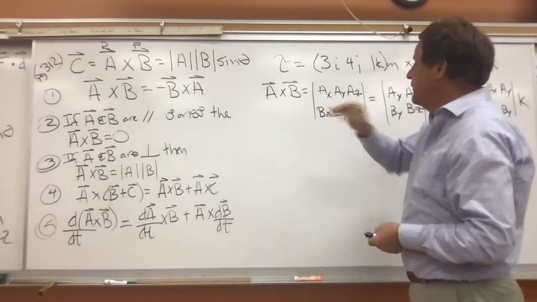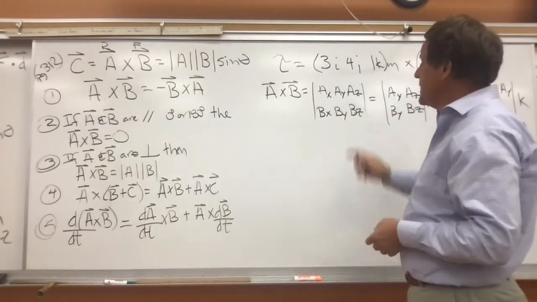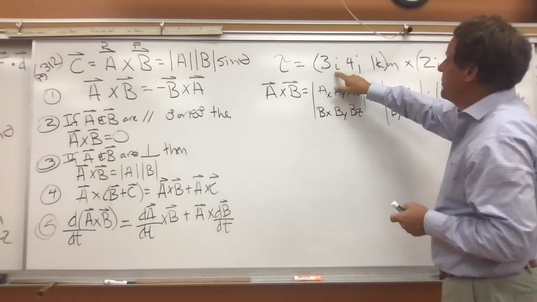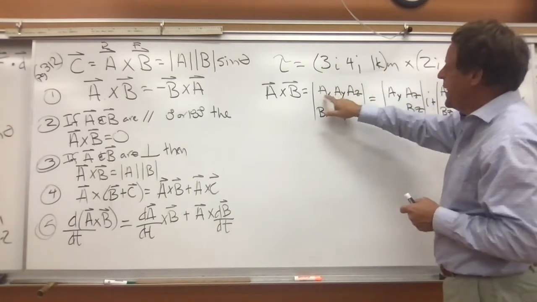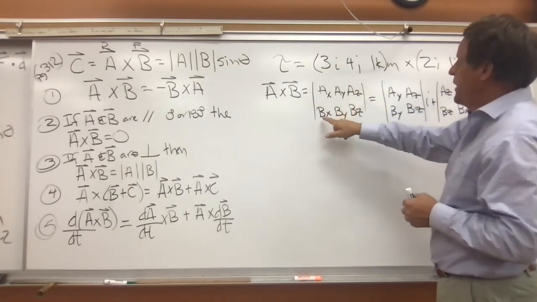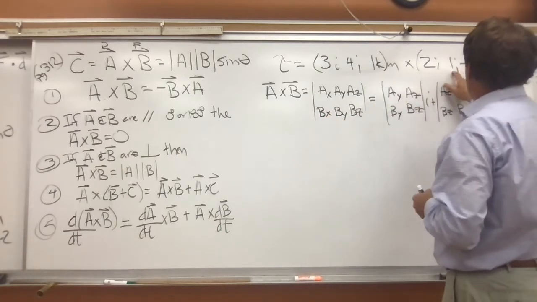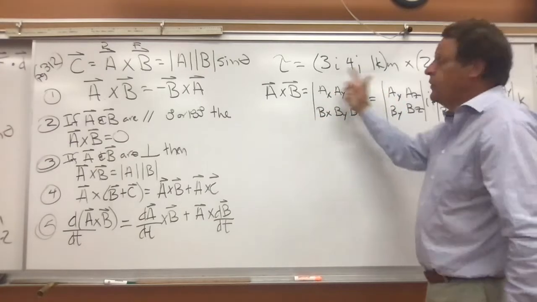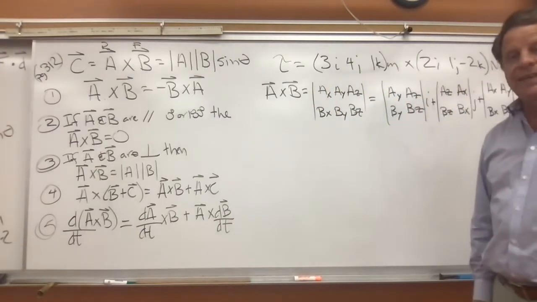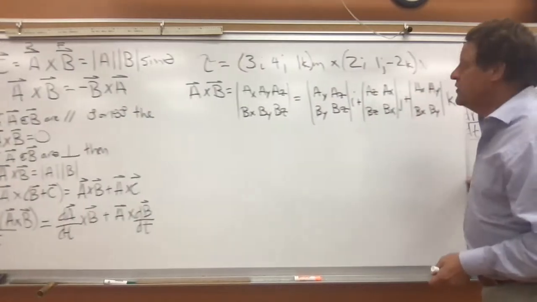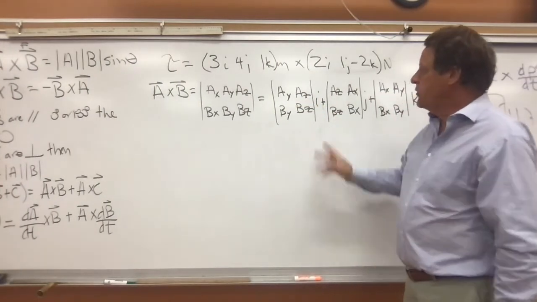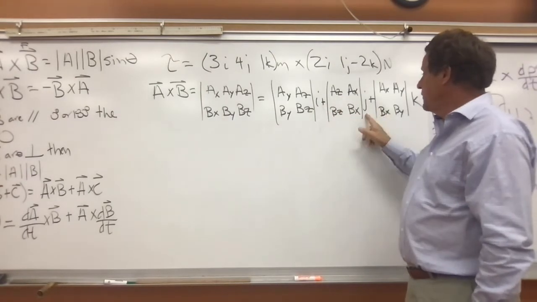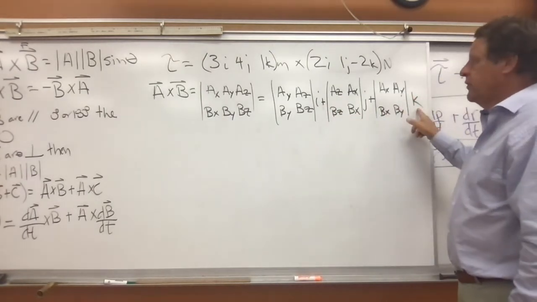Okay, so if we have A cross B, then we can set this up as a 3x3 matrix. Here we have 3i, 4j, 1k, so that would be ax, ay, az, and then we're going to have 2, 1, negative 2, which would be our bx, by, bz, under i, j, and k. So if we have this sort of matrix, we can break that down into the matrices of y and z, which would give us the i direction, z and x would give us the j direction, and x and y, which would give us the k direction.